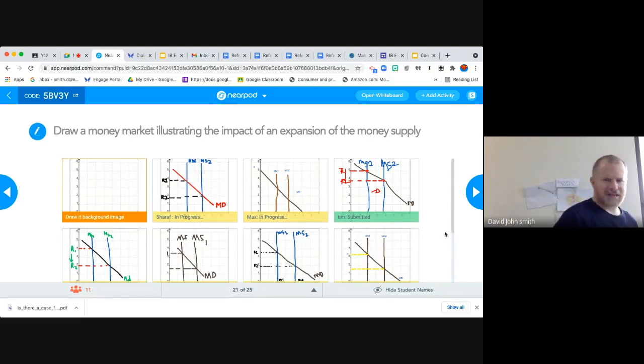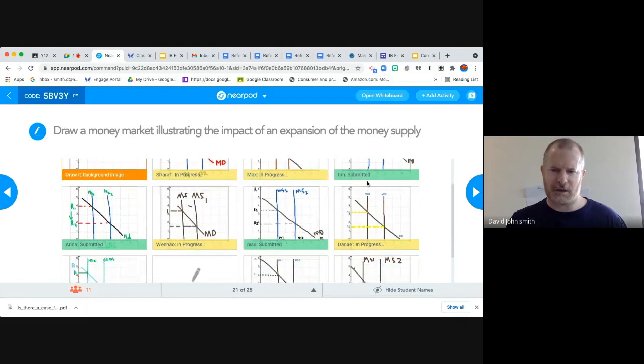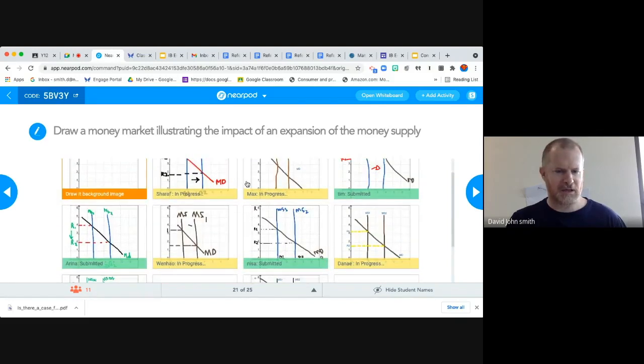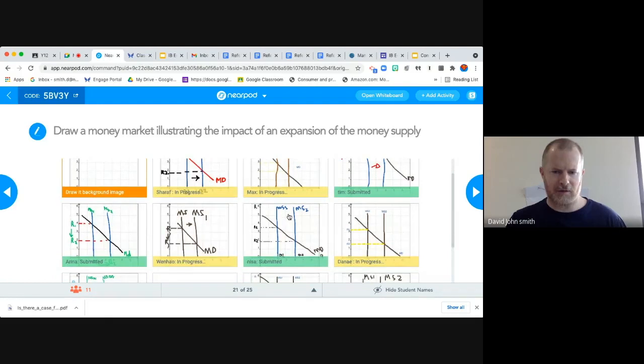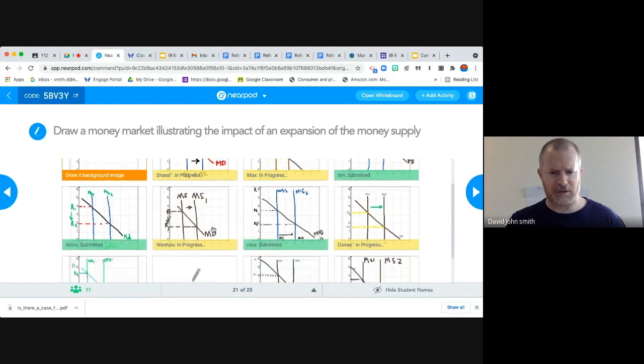Okay, so the idea is that you've got an expansion of the money supply. So you should be illustrating that with the money supply curve, which is perfectly inelastic, shifting to the right. Showing it with an arrow is useful as well, potentially. Good, but you've also got the labels, so MS1 and MS2, or MS and MS1. That's absolutely fine. You can also do MS0 and MS1 if that's easier for you, or potentially MS dash and MS double dash. It's up to you how you do it.